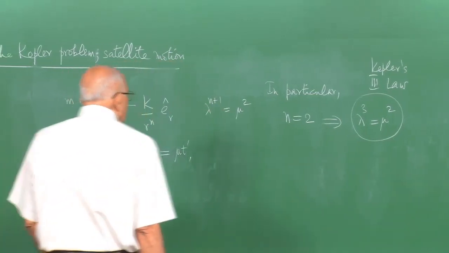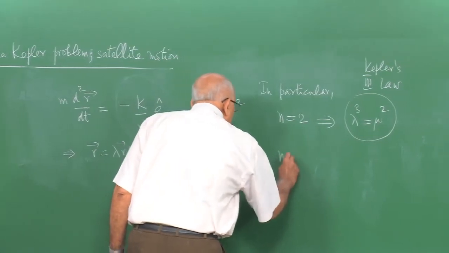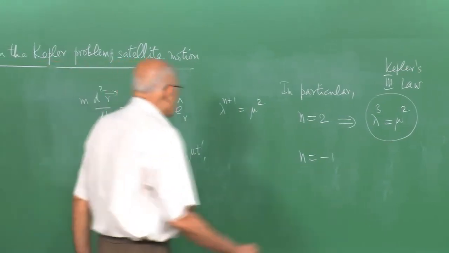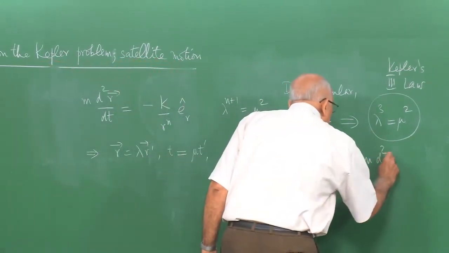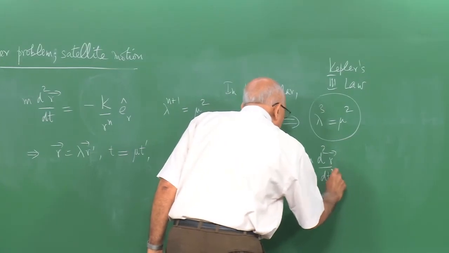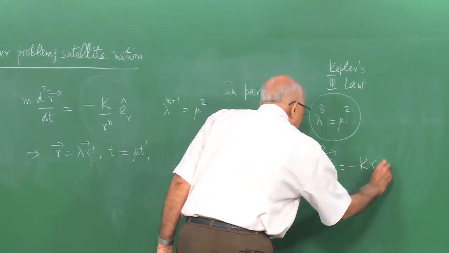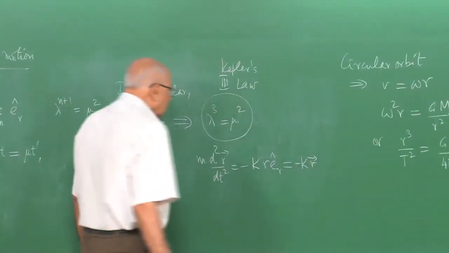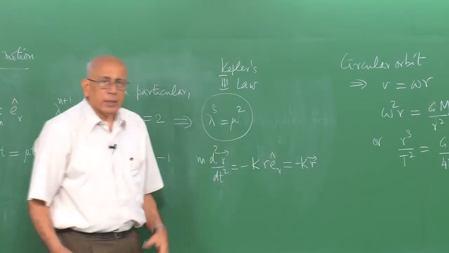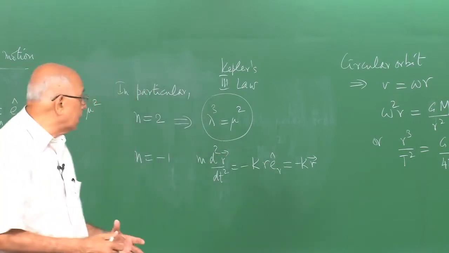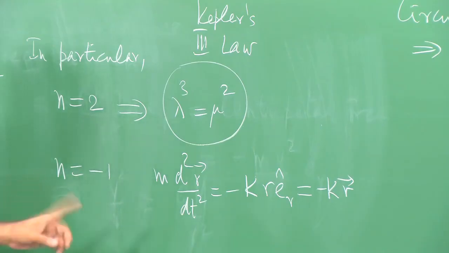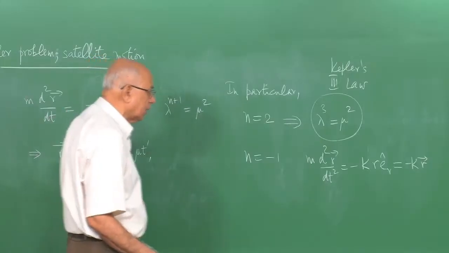Okay. The other special case was n equal to minus 1. This corresponded to an r going up here and would give you an equation of motion d2r over dt2 equal to minus k times r times er, but that's the same as minus k times r. In other words, you have a restoring force trying to push you back into the origin, proportional to the instantaneous displacement, and this is a harmonic oscillator. This force is a harmonic oscillator in 3 dimensions, not a linear oscillator.